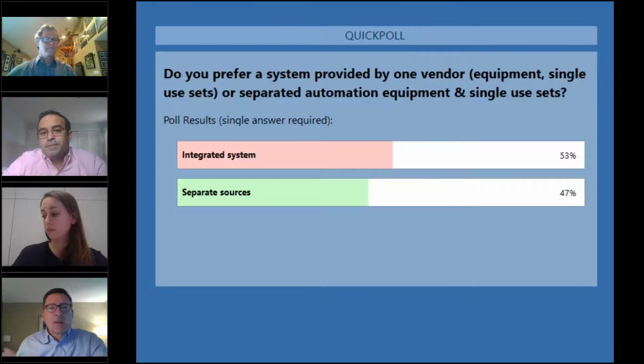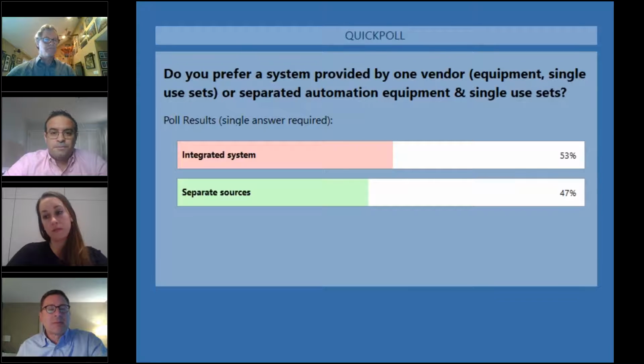Interesting. And as we see the poll results pop up here, about integrated system or separate sources, and think about the implications of that with some of the discussion we've had around working with vendors. It's interesting. It's almost a 50-50 split there. So thanks for everyone that responded to that poll question. Randy, I'll pass this one to you for your thoughts on this.